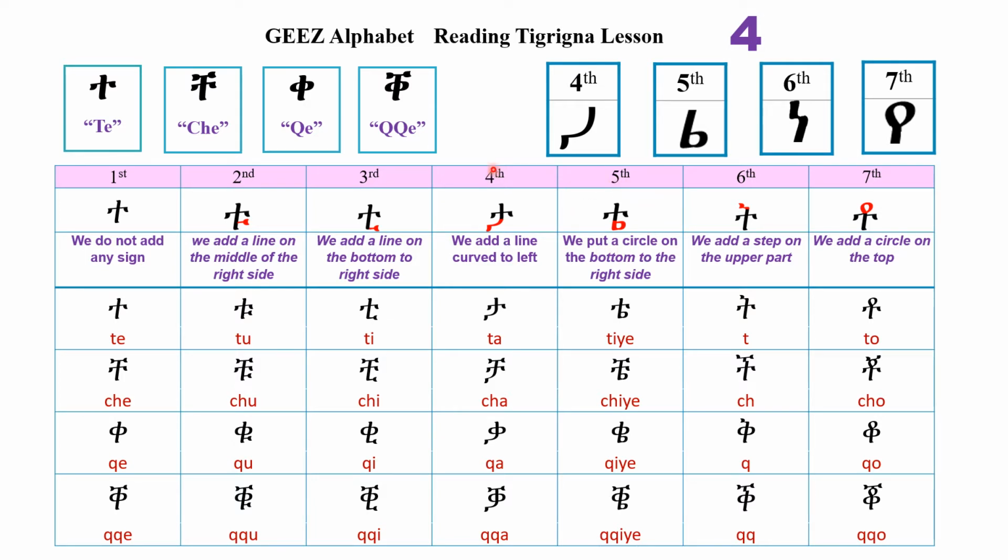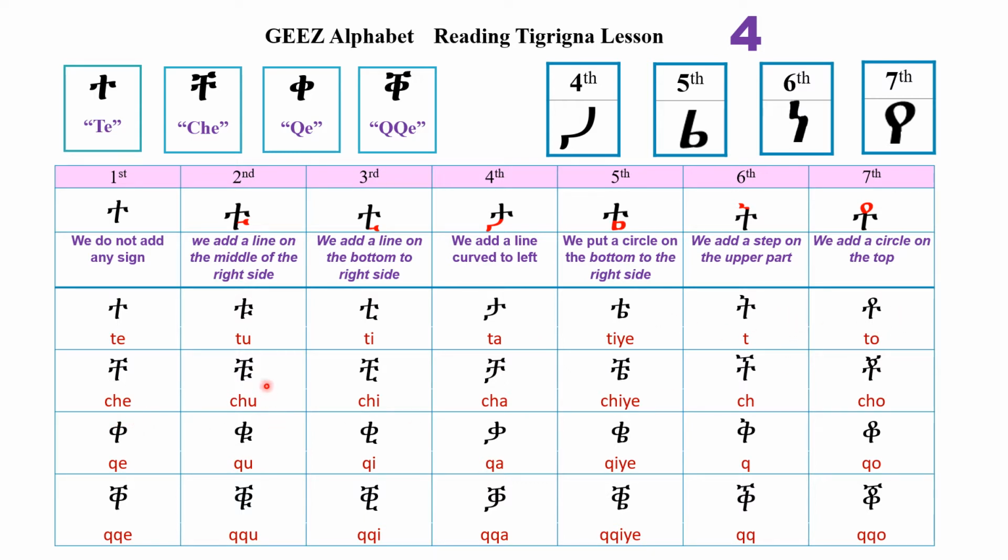Tie, we put a circle on the bottom to the right side. T, we add a step on the upper part. To, we add a circle on the top. Te, tu, ti, ta, tie, t, to.